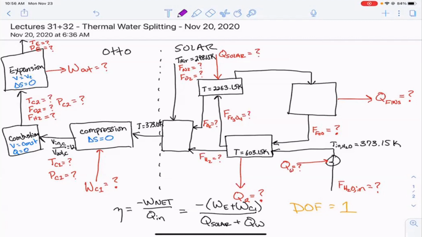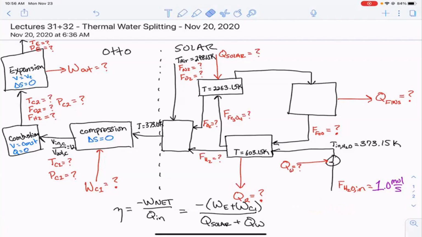So what we're going to do is we're going to choose a basis where the flow rate of water that is entering our thermochemical cycle, right, the solar cycle, we're just going to say that that is equal to 1.0 moles per second, okay?